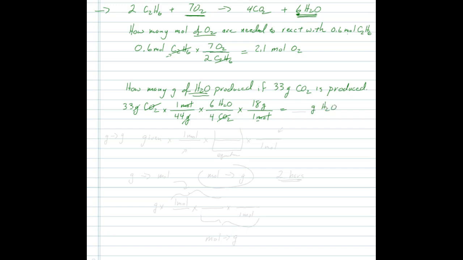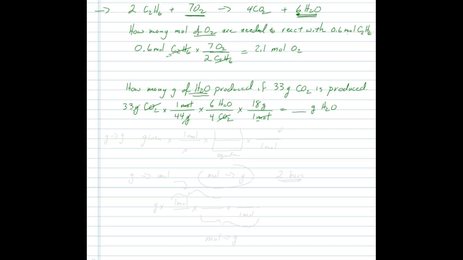I'm going to give it a quick look here. That's 3/4, and things don't reduce down very well. So you take 33 divided by 44, that's 3/4, times 6 divided by 4 times 18. I don't have a calculator handy, whatever it is goes here.